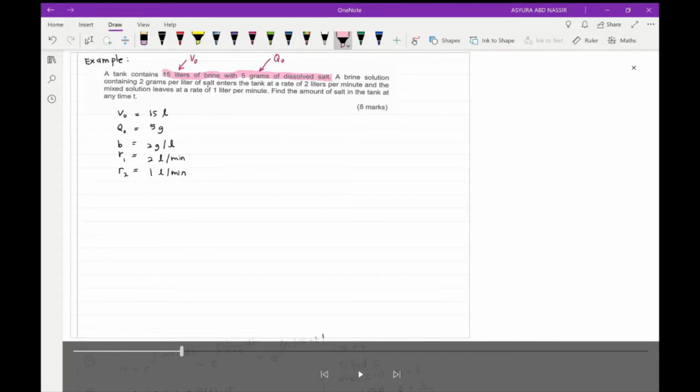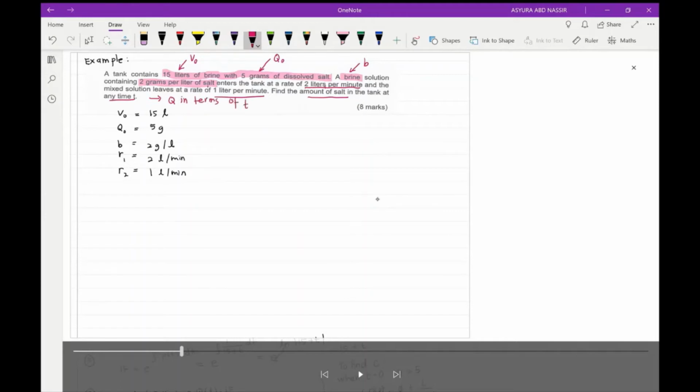Okay, so here we have brine which contains 2 grams per liter of salt. So this is your B. The rate in is 2 liters per minute, and your rate out is 1 liter per minute. And you want to find the amount of salt at any time t, meaning you want Q in terms of t.